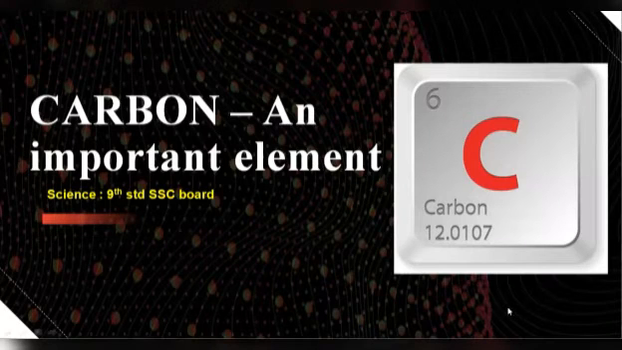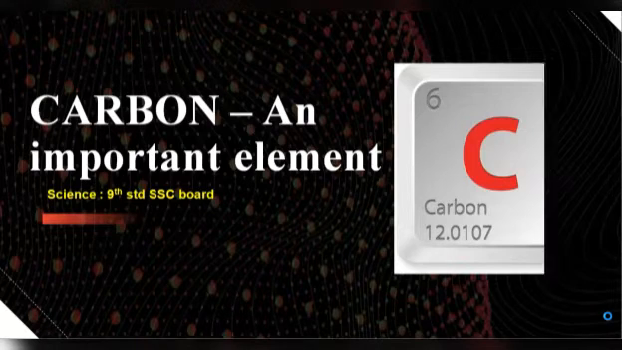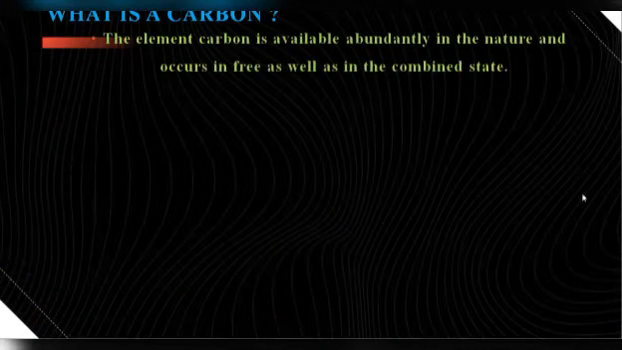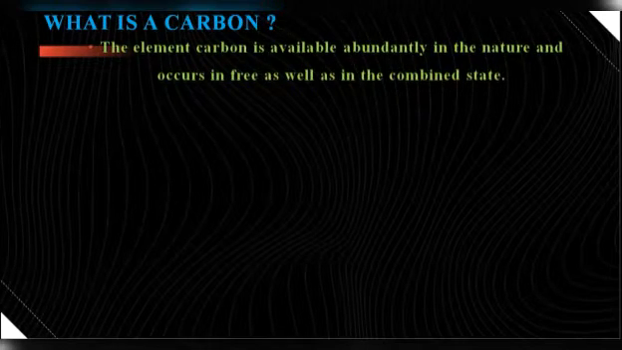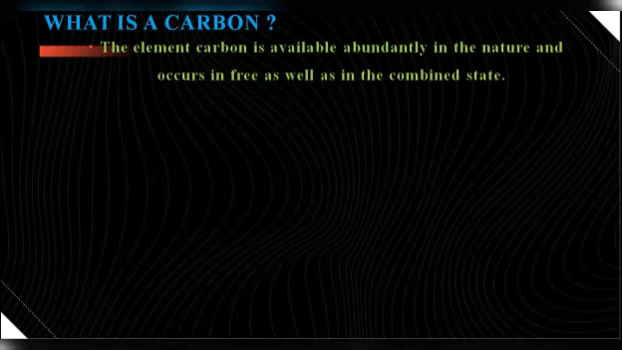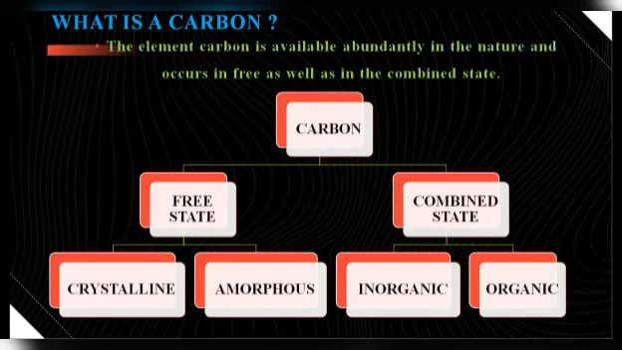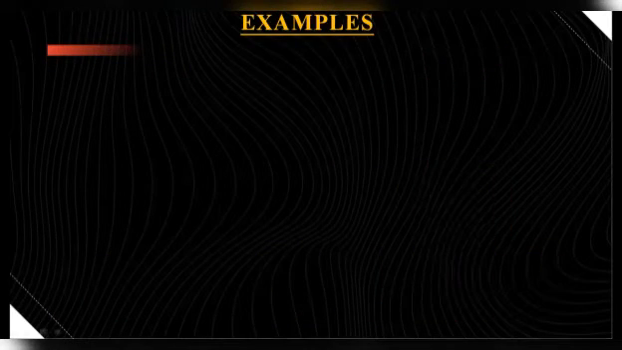In today's video, we will be learning about carbon, its occurrence, properties and allotropes of carbon in the chapter Carbon, an Important Element. So let us first look at what is carbon. The element carbon is available abundantly in nature and occurs in free as well as combined state. The free state is classified as crystalline and amorphous, whereas combined state is classified as inorganic and organic compounds.